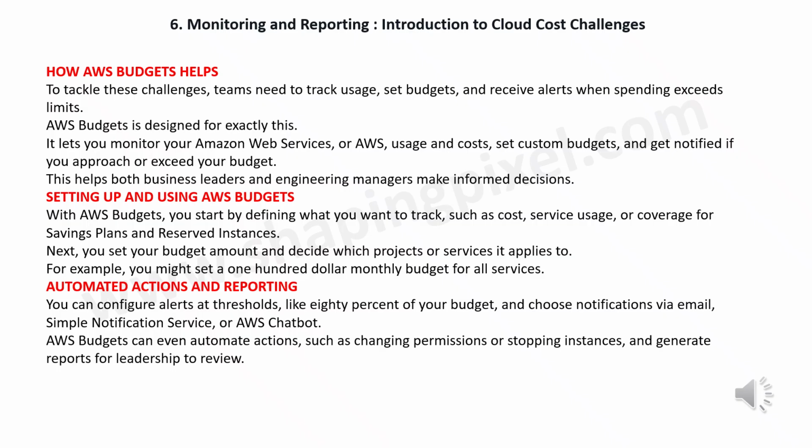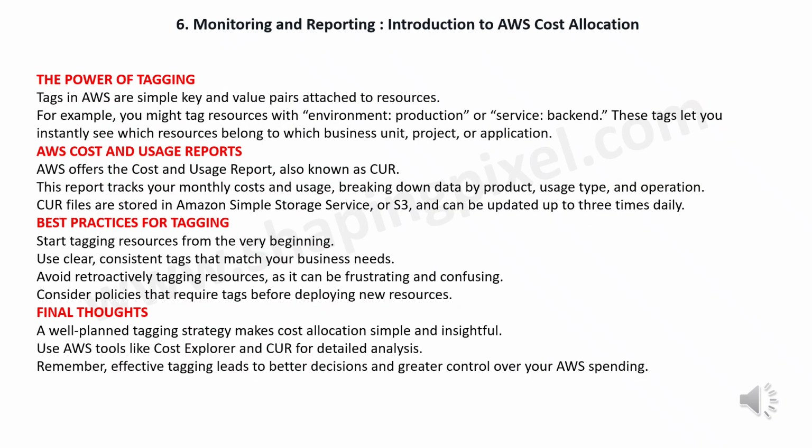For example, you might set a $100 monthly budget for all services. You can configure alerts at thresholds like 80% of your budget and choose notifications via email, Simple Notification Service, or AWS Chatbot. AWS Budgets can even automate actions such as changing permissions or stopping instances, and generate reports for leadership to review.